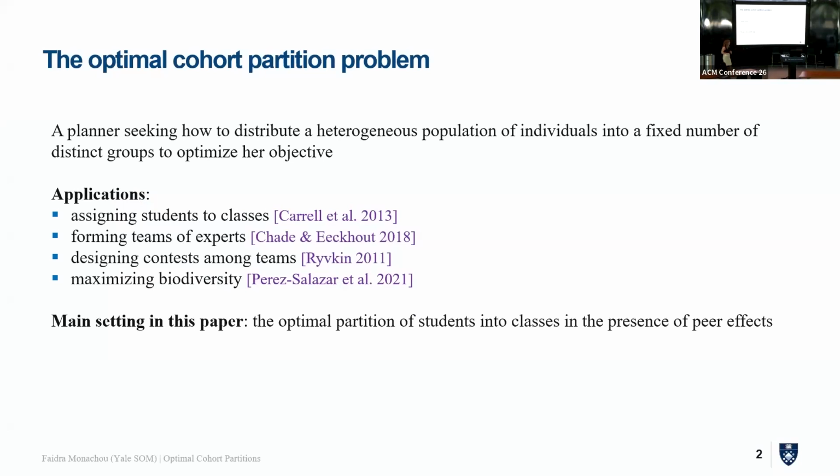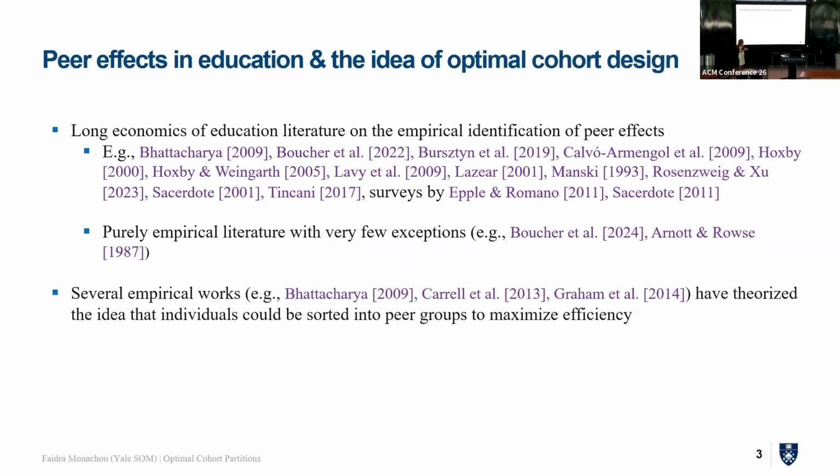But the main focus of this paper is on education, and specifically on the optimal partition of students into classes. There is a long literature in the economics of education, dealing with the empirical identification of peer effects. This literature is mostly 100% empirical, with very few modeling exceptions, and has paid very little attention to the foundations of these models and the policy implications of different optimal partition plans. That said, few papers have theorized this idea that maybe we can sort individuals into groups to maximize efficiency.